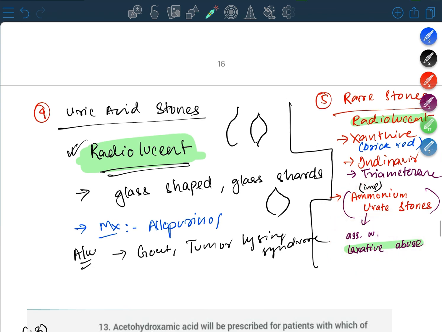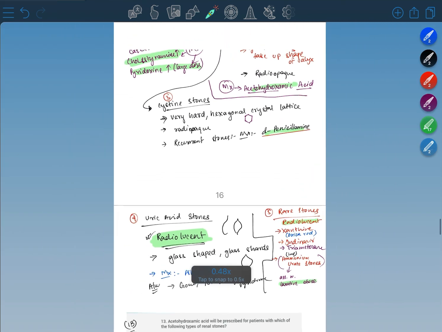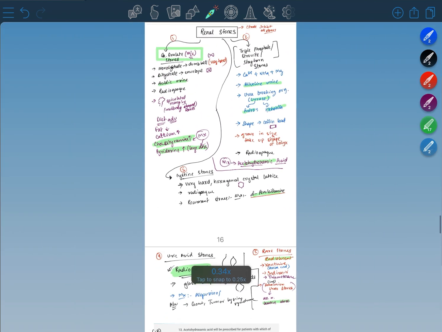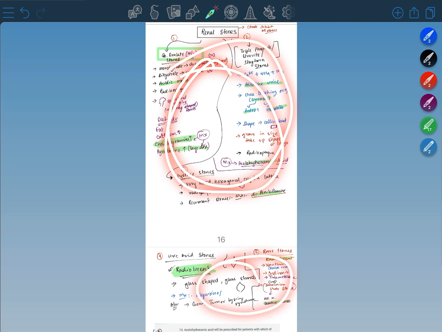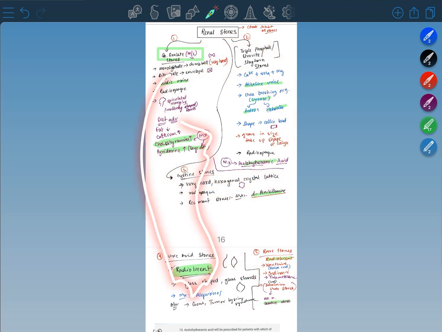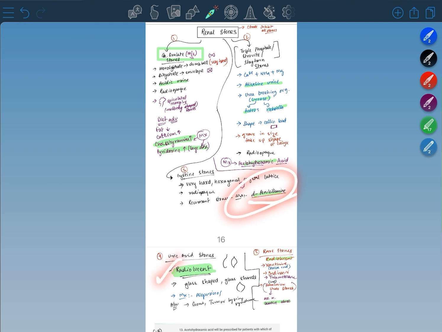Okay, so done. Now let's get back to the question. This was a little big explanation, but if you can remember this chart, then all the upcoming stone-related questions will be done. Just remember this. These three are radiopaque, these two are radiolucent. All of them are acidic except this one, number two. This one is basic. For basic, we give acidic management. This management is pyridoxine, this is penicillamine, and this is allopurinol, uric acid. Remember the shapes. Let's go to the question.